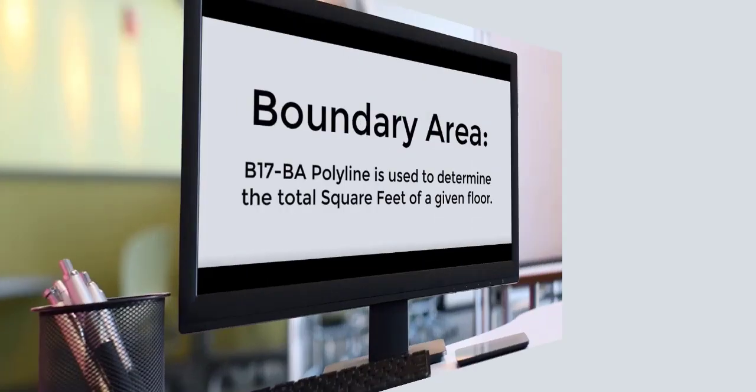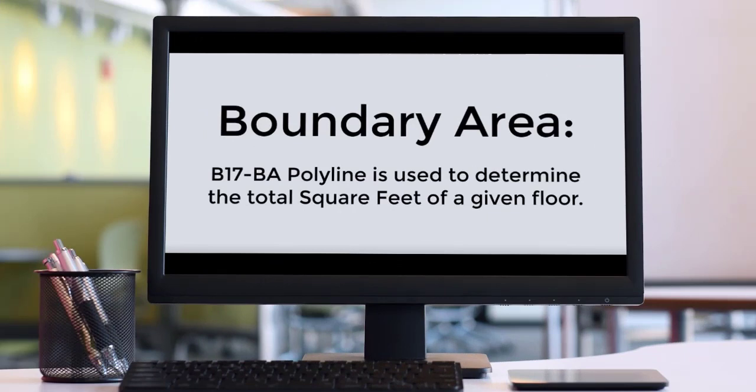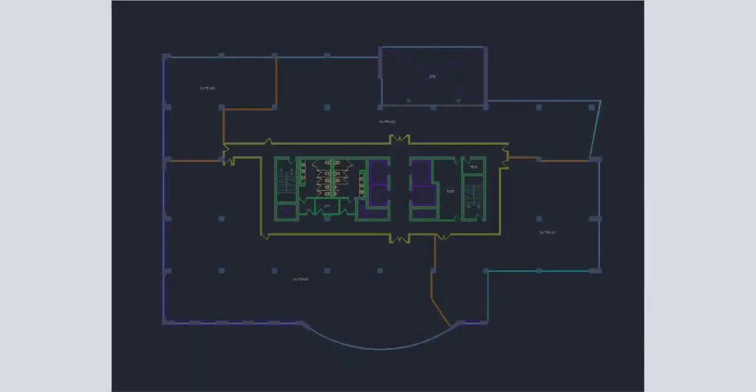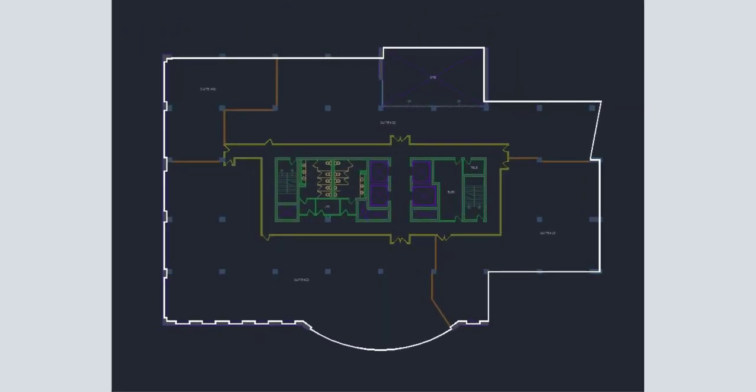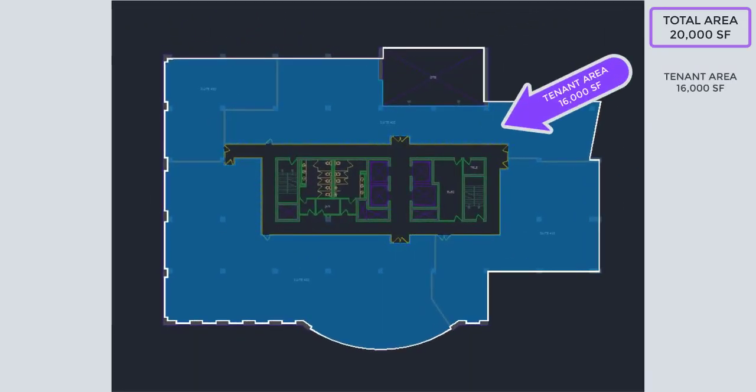In another video, we discussed how the boundary area polyline, the B17-BA layer, is used to show the total square feet of a given floor. Once that polyline has been created, once we know the total square feet, we need to measure and classify the spaces within. For example, if a floor has a boundary area that measures 20,000 square feet, only 16,000 of that might make up the tenant area, while the other 4,000 square feet might make up the core area.